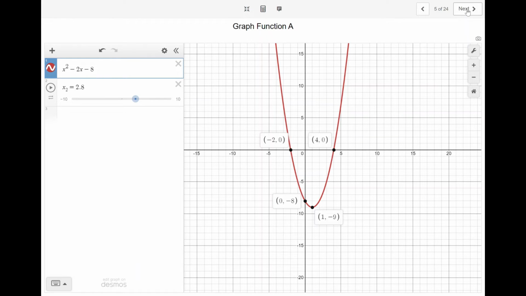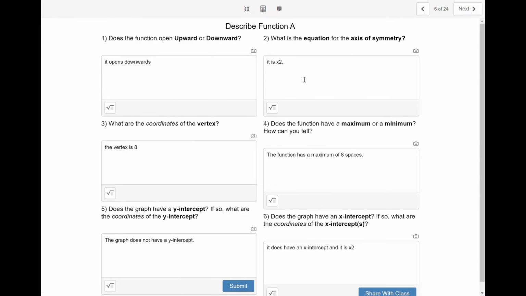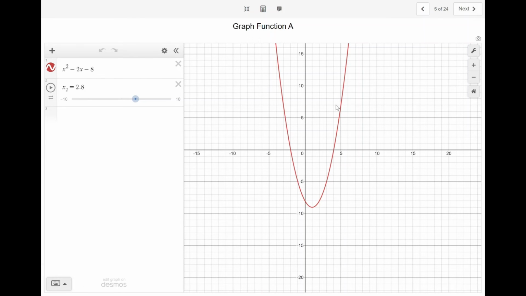And you can also tell the student didn't pay attention because look how they answered the questions here. Notice that this student put downward, but if you look at the curve we drew, it goes upward. That's how I know the student did not watch the video.